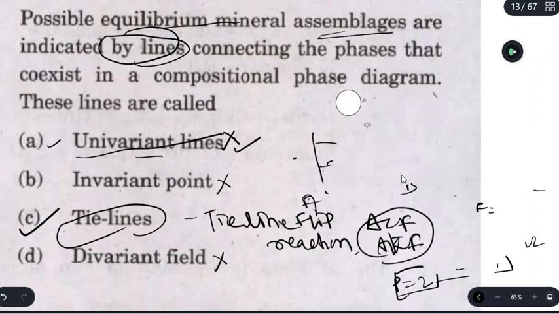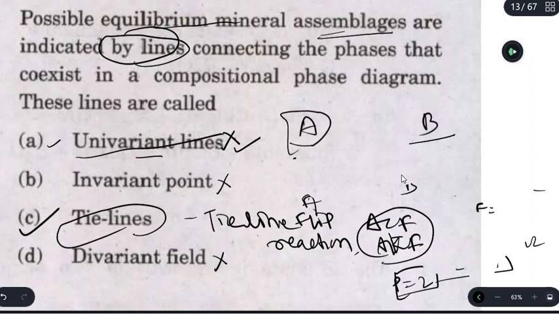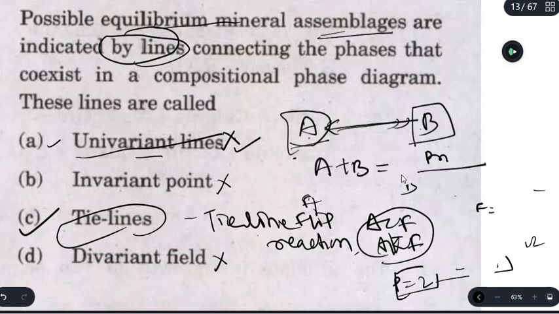But if you take the metamorphic system, suppose this is A phase, suppose this is B phase. If you join this line between A and B, this line connects phases, and along that line the reaction will take place to form another product. For example, A plus B will give rise to some product here. Clear? So this is the line that joins the same composition phase between two phases. Clear or no? If there is any doubt, ask. This is for the metamorphic system.